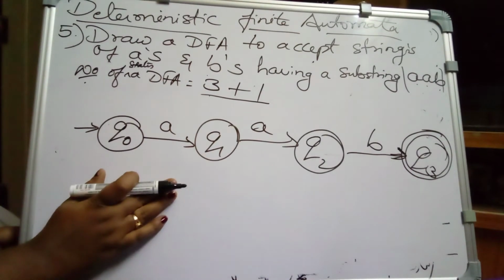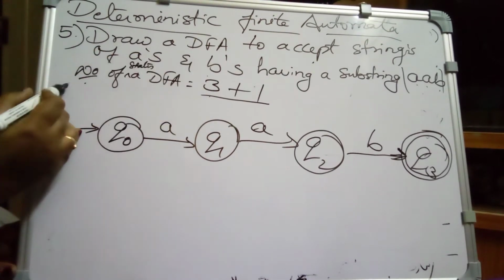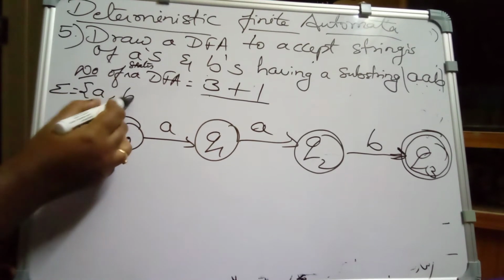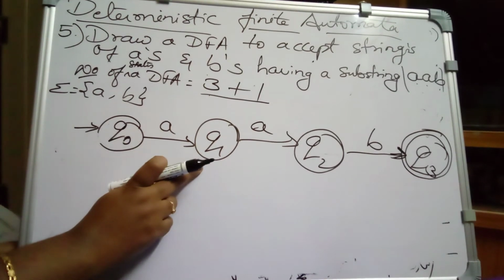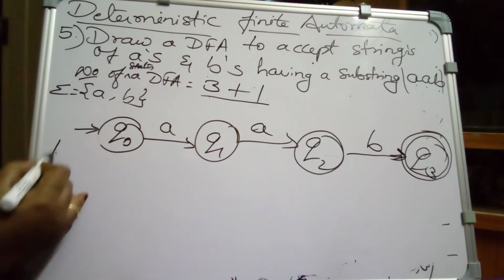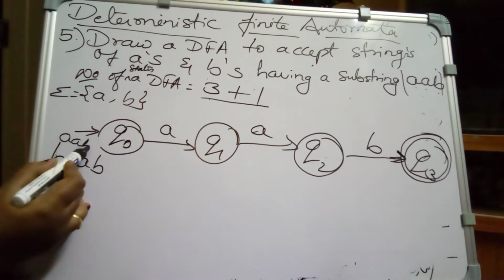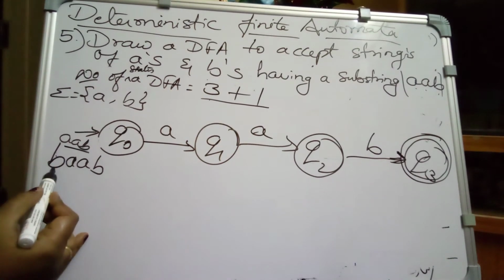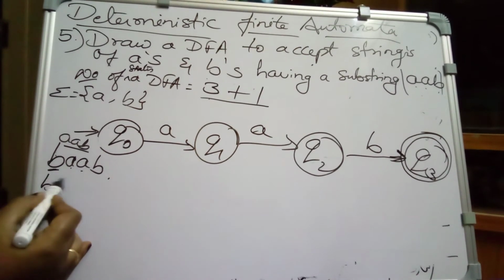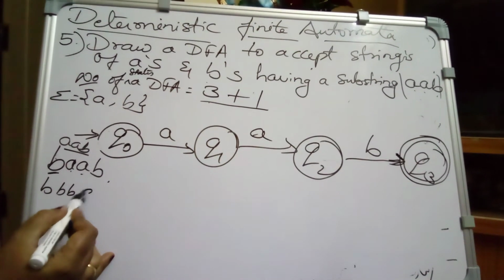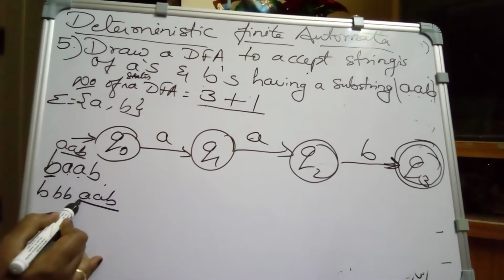After writing the skeleton DFA, for each state we have to take 2 alphabets, A and B, because our alphabet set is given as a string of A's and B's. Q0 on A goes to state Q1. Suppose my string is BAAB. The minimal string is the substring AAB. If my string begins with B, it can be BAAB, or any number of B's followed by AAB. Still the string has to be accepted, as it has the substring AAB.